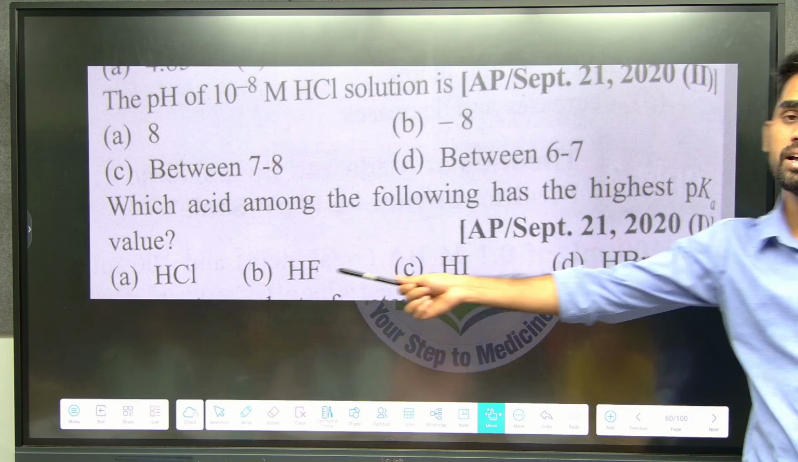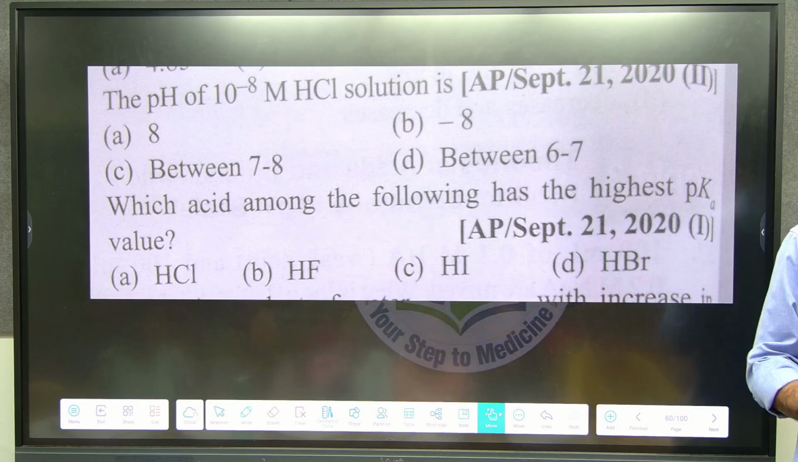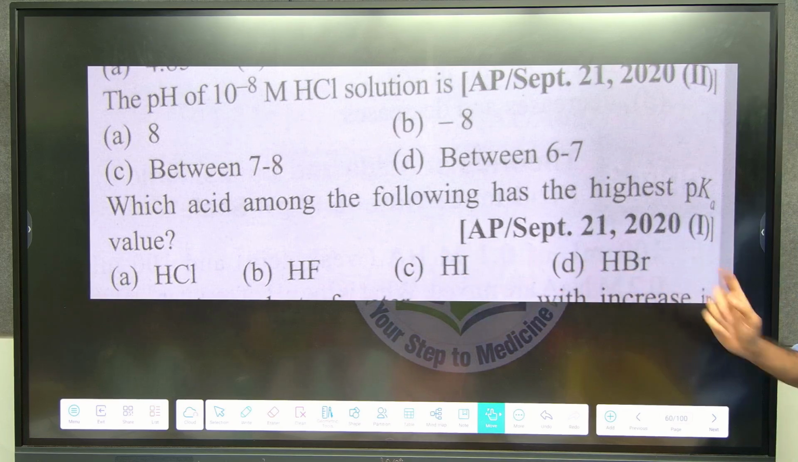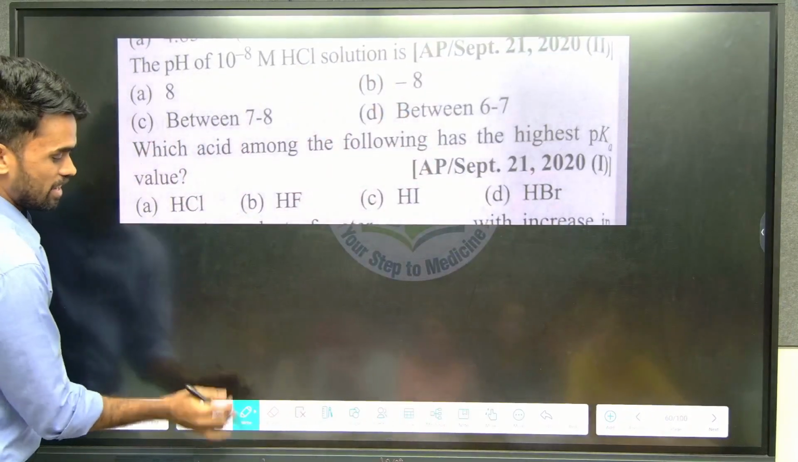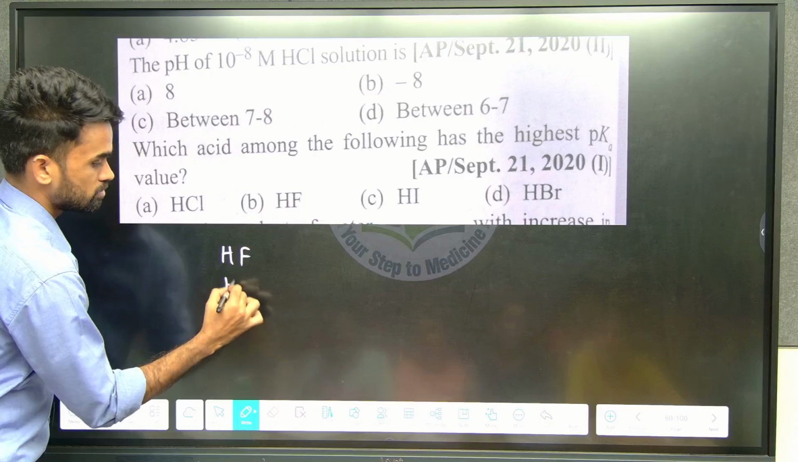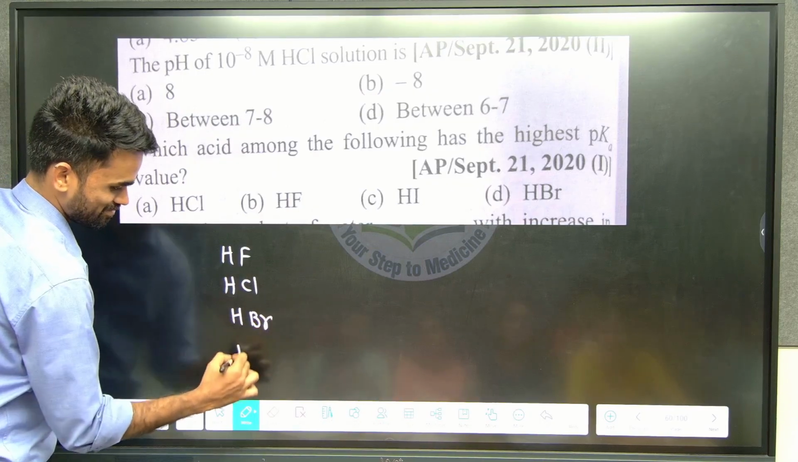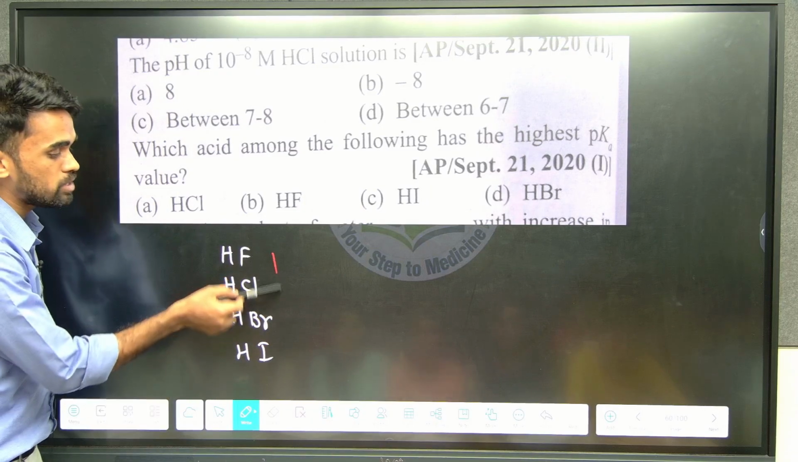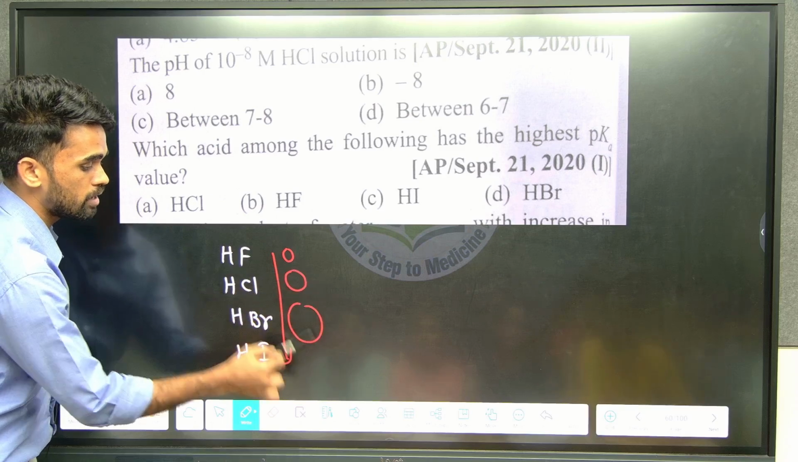Next one, which acid among the following has highest pKa? First of all, these are halogen acids now. Halogen acids, what happens down the group, acidic nature? Increases or decreases? You just tell me, which is strong acid out of all this? See, HF. Okay, so down the group, what happens to the halogen size? Small, little bigger, little more bigger, and very bigger.